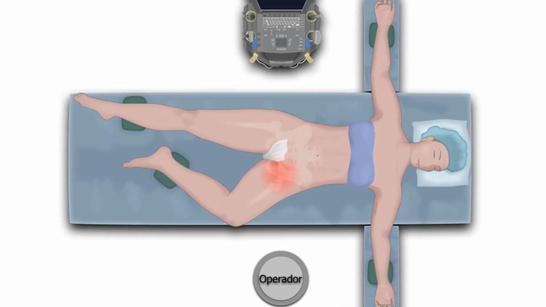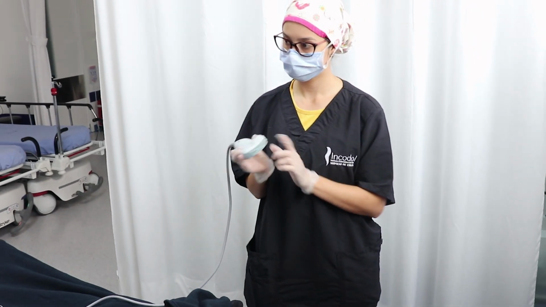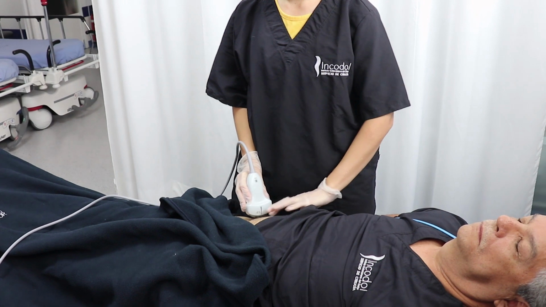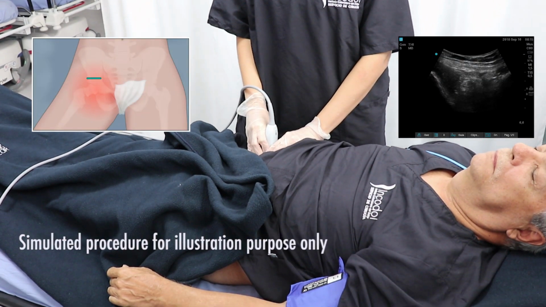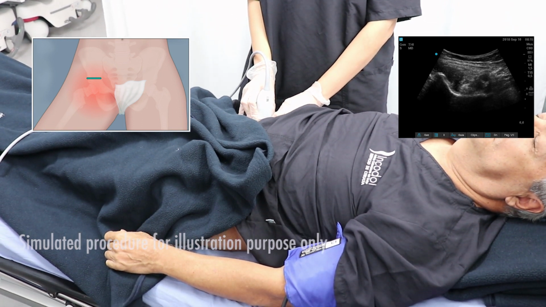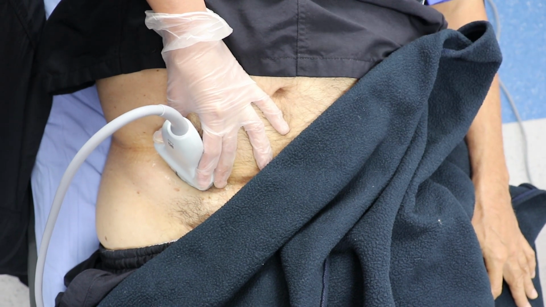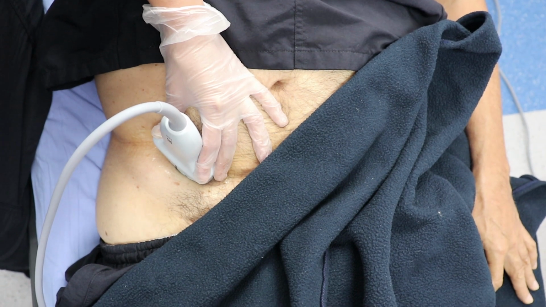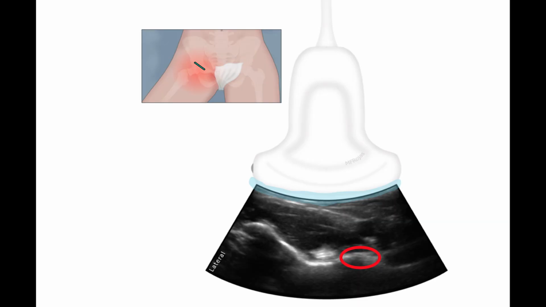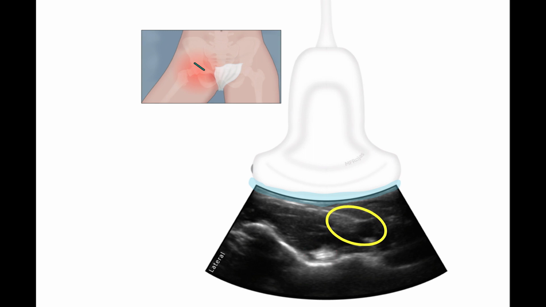To begin, with the patient in the supine position, a low-frequency curve transducer is used and located initially along a transverse plane over the anterior inferior iliac spine to then be aligned with the iliopubic eminence of the pubic rami by rotating it about 45 degrees counterclockwise. In this view, the key structures to be identified are the iliopubic eminence, the anterior inferior iliac spine, and the psoas tendon. The femoral neurovascular bundle can be seen superficial to the psoas muscle.